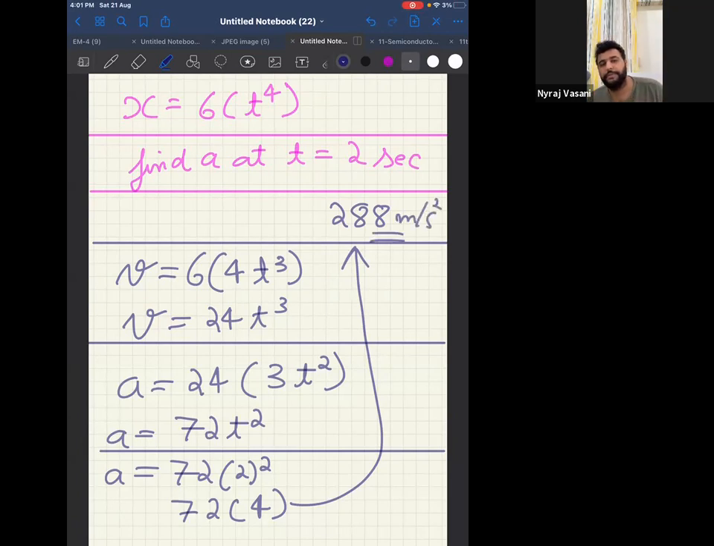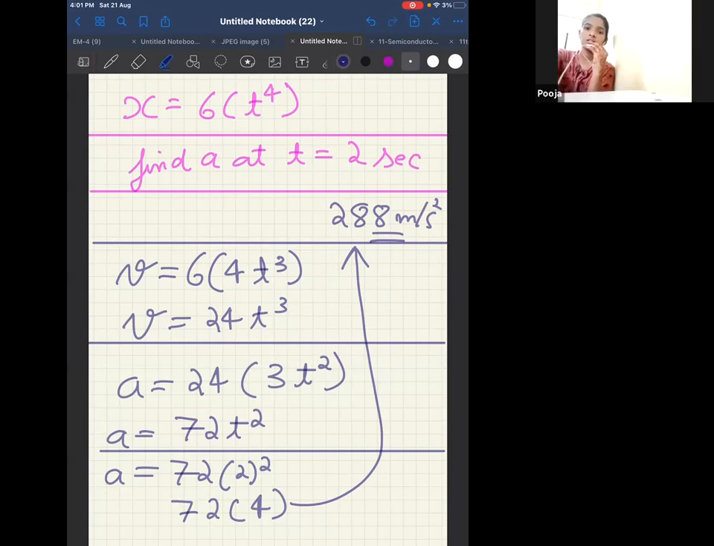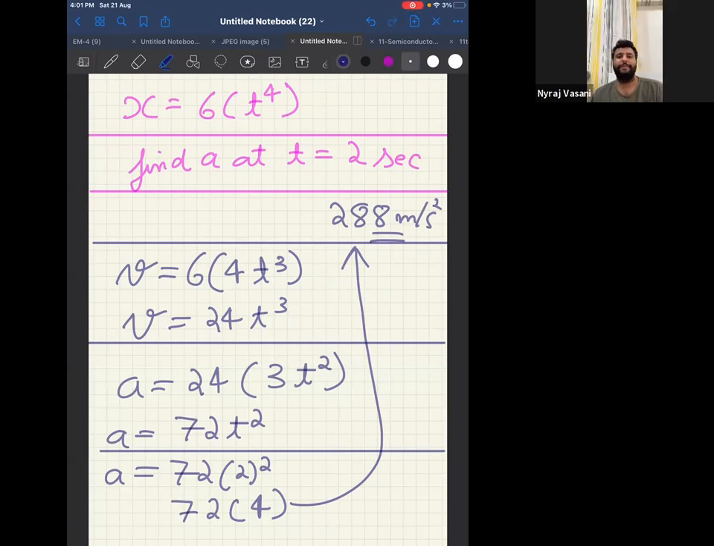Everyone got this much? Okay, got it. Fine. Time up. With that, we will stop for today. Next class, be ready with the module. It is module 5, and in that, it is the second chapter, simple harmonic motion.